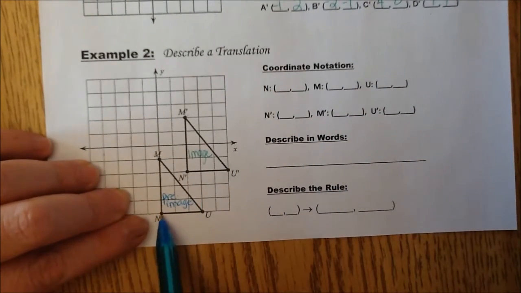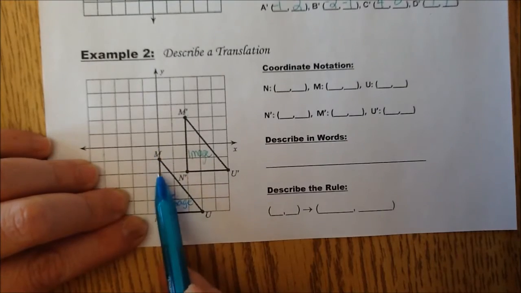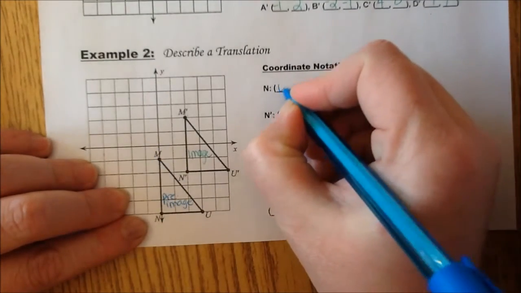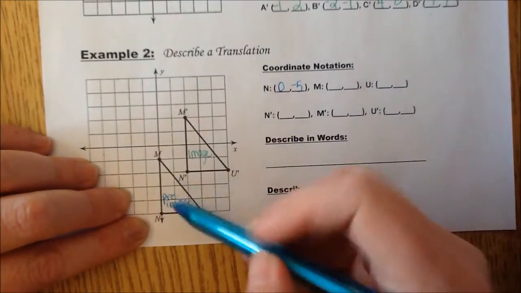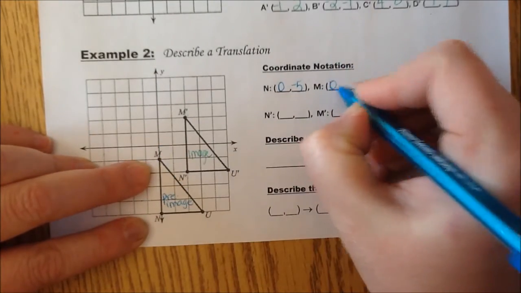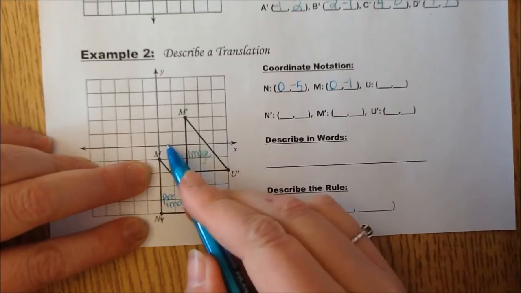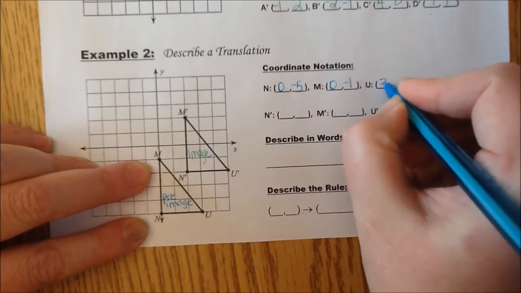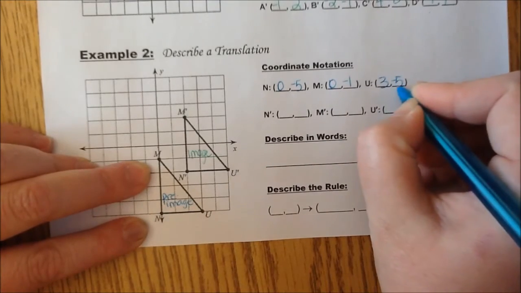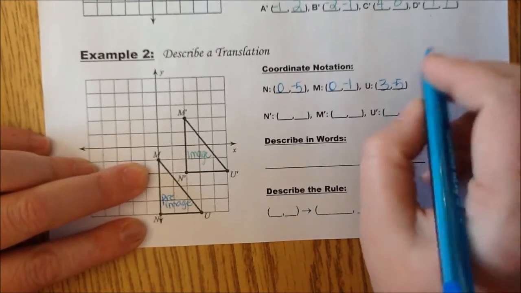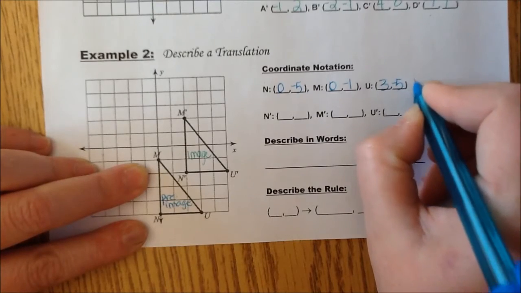N is 0, 1, 2, 3, 4, 5. 0, negative 5. M is 0, negative 1. And U is 1, 2, 3. 1, 2, 3, 4, 5. Negative 5. And again, this is my pre-image.